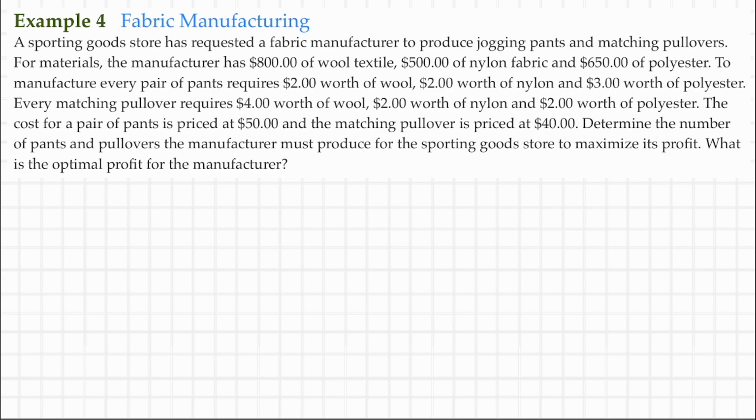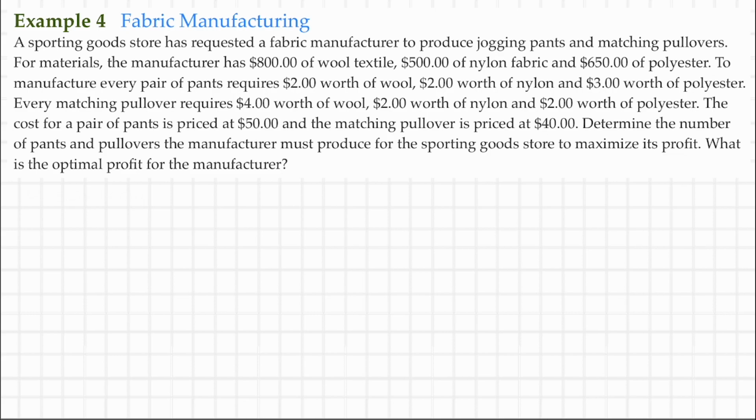The cost for a pair of pants is priced at $50, and the matching pullover is priced at $40. Determine the number of pants and pullovers the manufacturer must produce for the sporting goods store to maximize its profit. What is the optimal profit for the manufacturer?